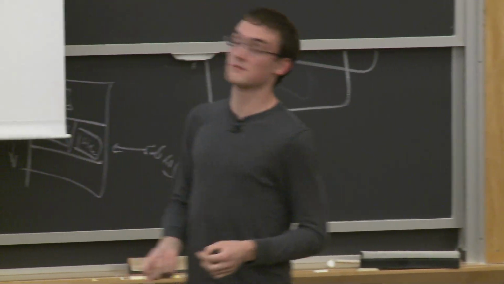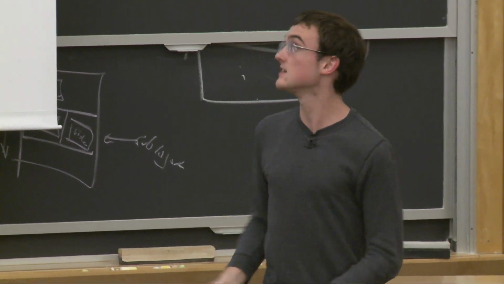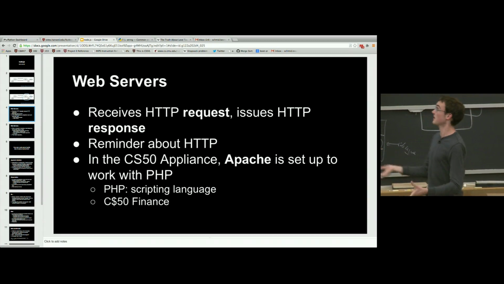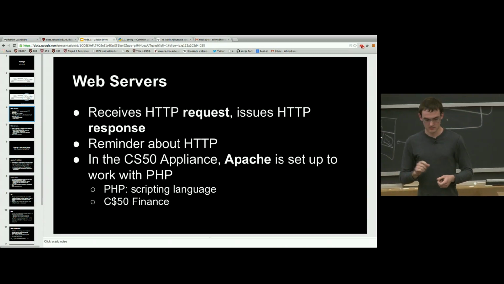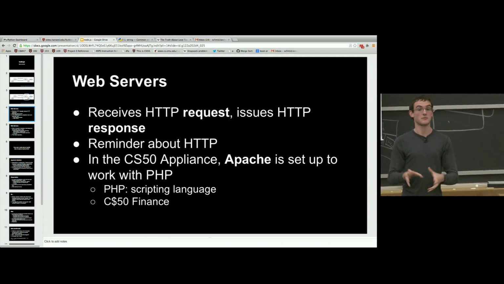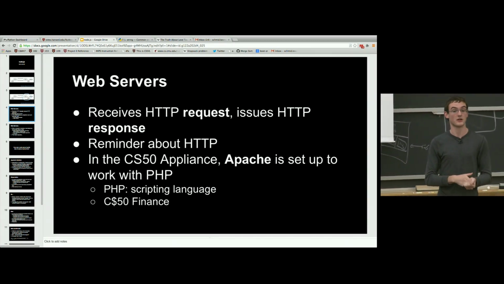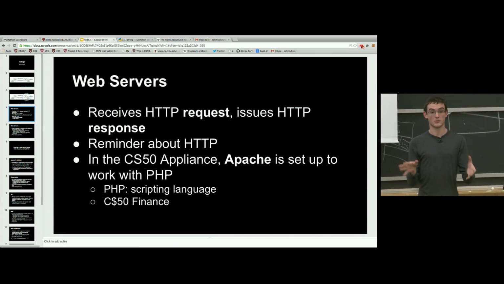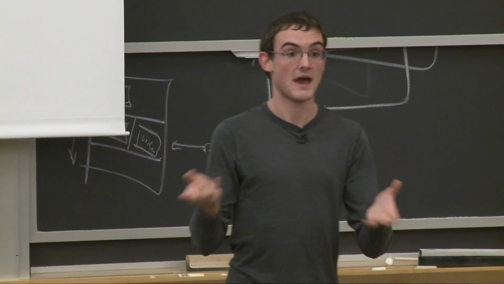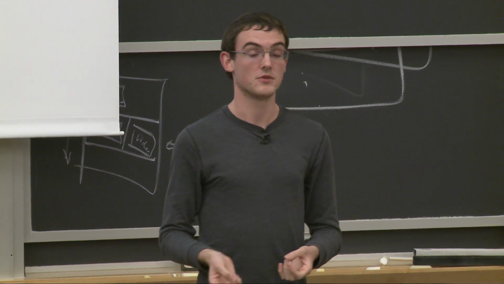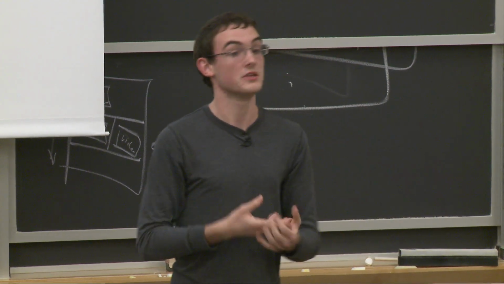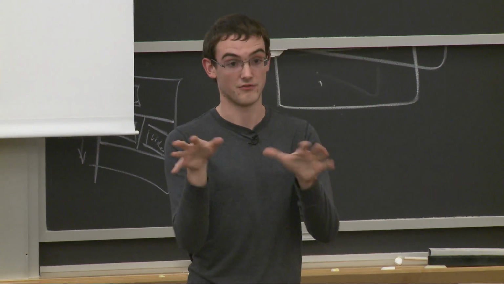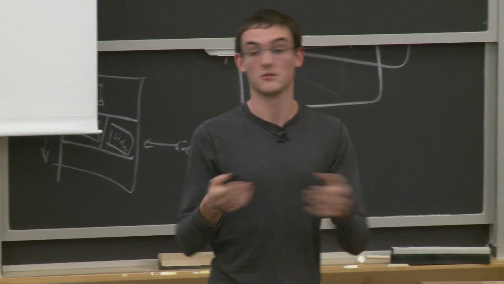As we said, the web server receives this HTTP request and then issues this HTTP response. And like we talked about before, the CS50 appliance web server is Apache. So when you work on pset 7, you're going to be working with the Apache web server. You'll never have to work with Apache directly too much. You configure Apache a little when you specify the virtual hosts, or the vhosts, and we'll get to that in a little bit.